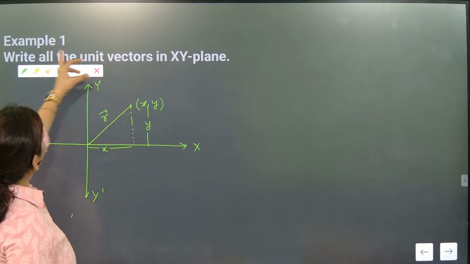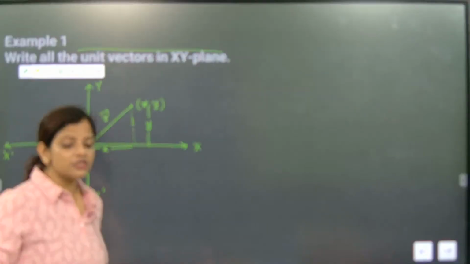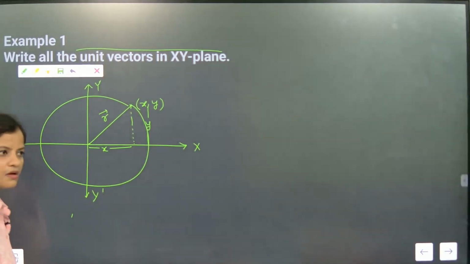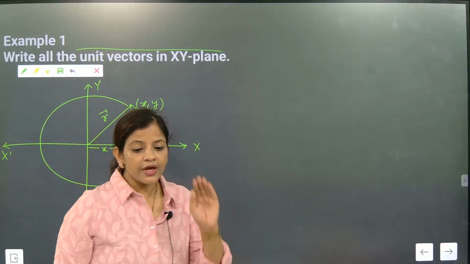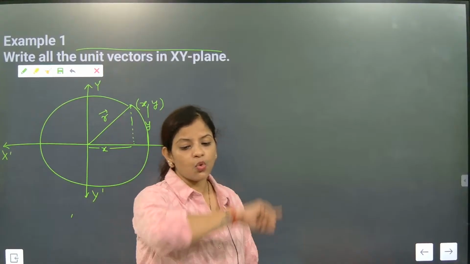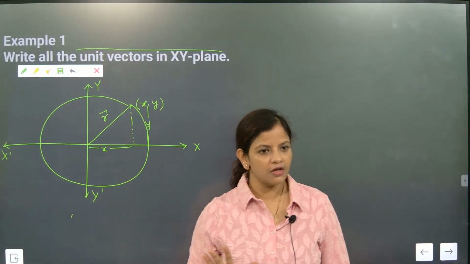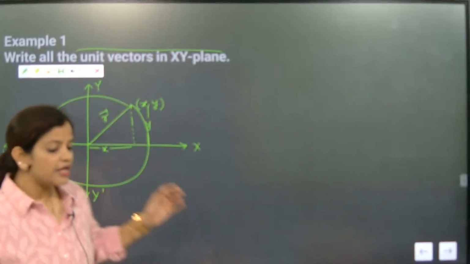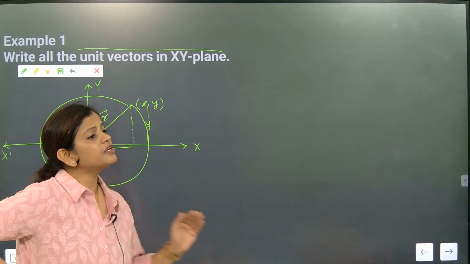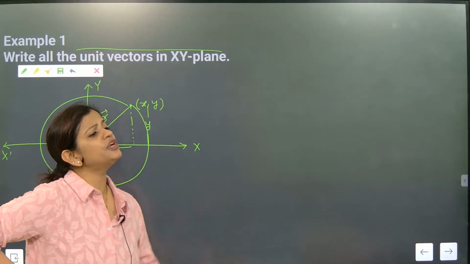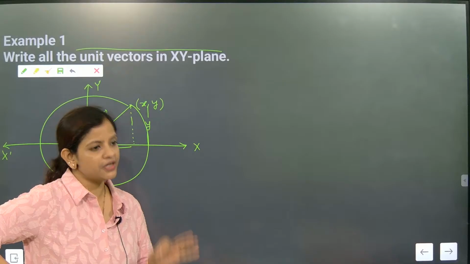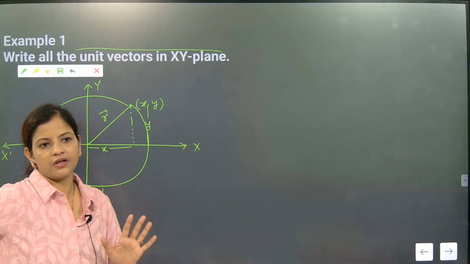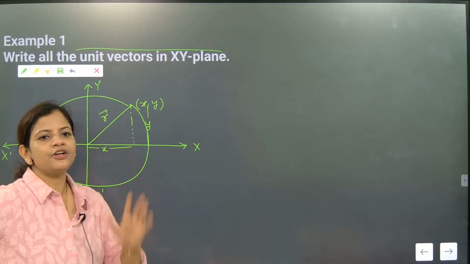Now beta, they're telling all in the xy plane. All unit vectors means what? All unit vectors means this part. Are you understanding? When they say all unit vectors, that means in all four quadrants we have to take. Got it? One thing you need to understand: a unit vector is direction specific. The magnitude of a unit vector is 1. What is the magnitude of a unit vector? 1. So they are telling us to write all the unit vectors in the xy plane. How many unit vectors will come in the xy plane? That you write.